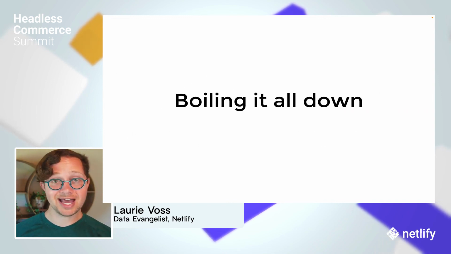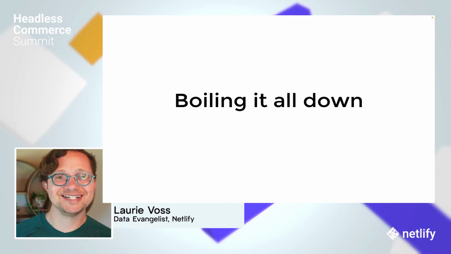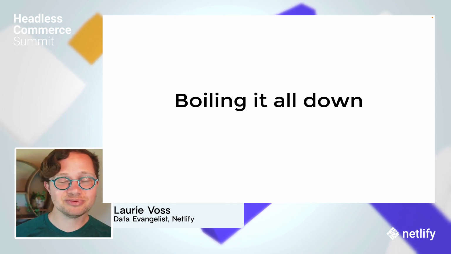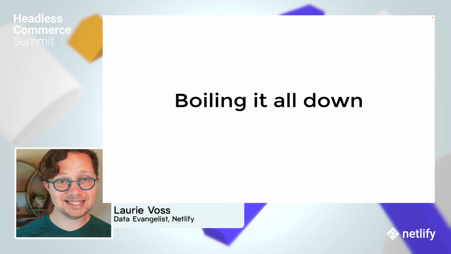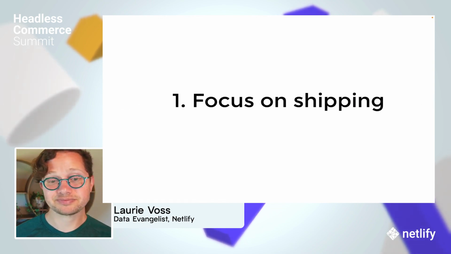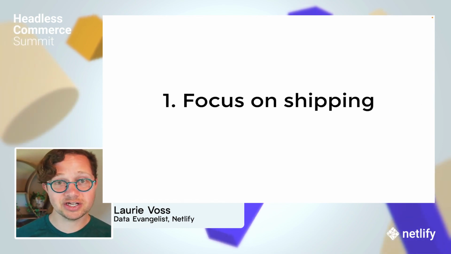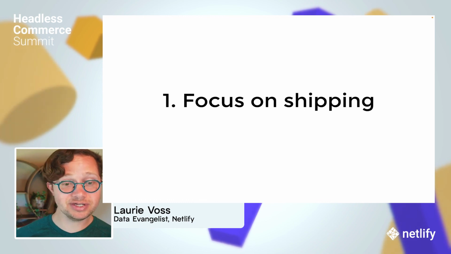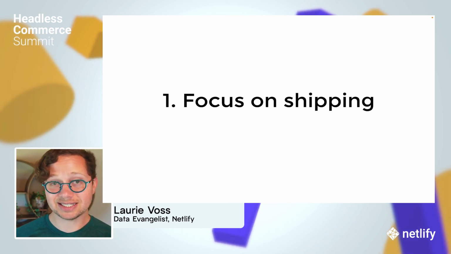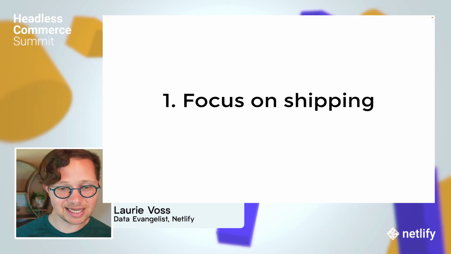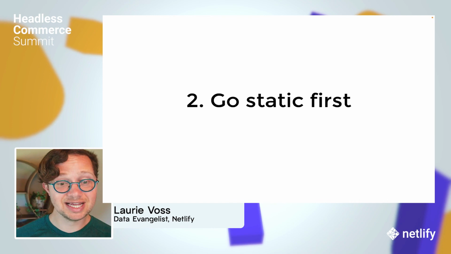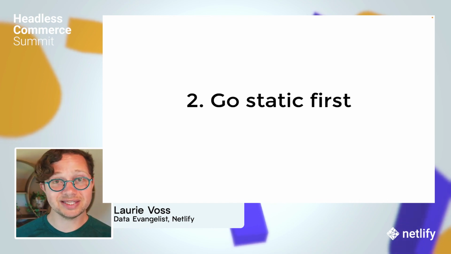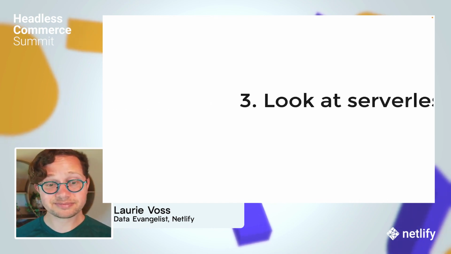So that is a lot of information and a lot of statistics to absorb all at once. So let me see if I can boil that down into some easy to remember takeaways. First, focus on shipping. You don't need to roll your own, just pull in an API. That's how it's done, that's how everyone is doing it. Second, go static first. You want performance and mobile performance in particular, and that says that you should be going with a static first approach.